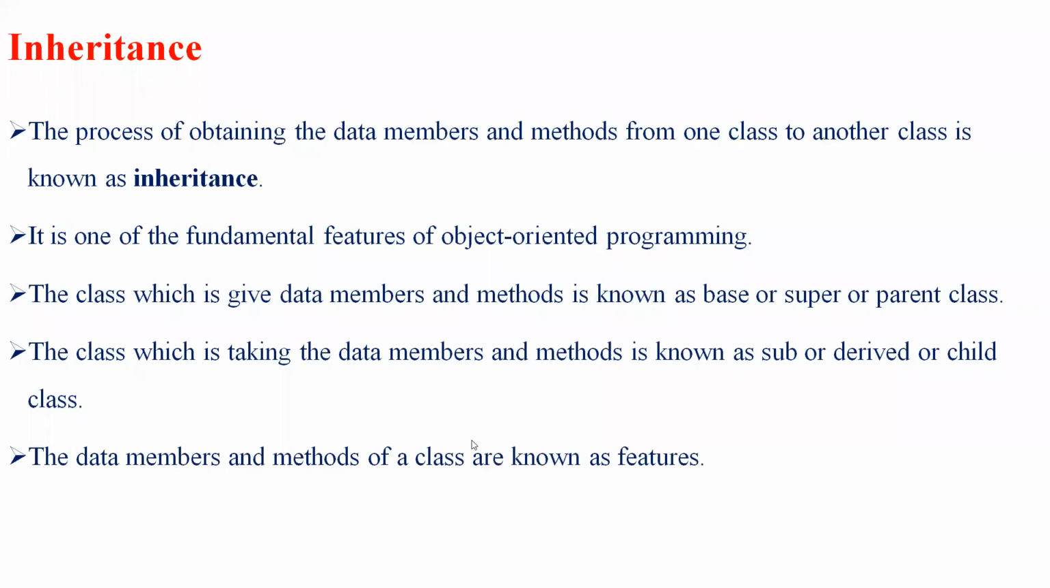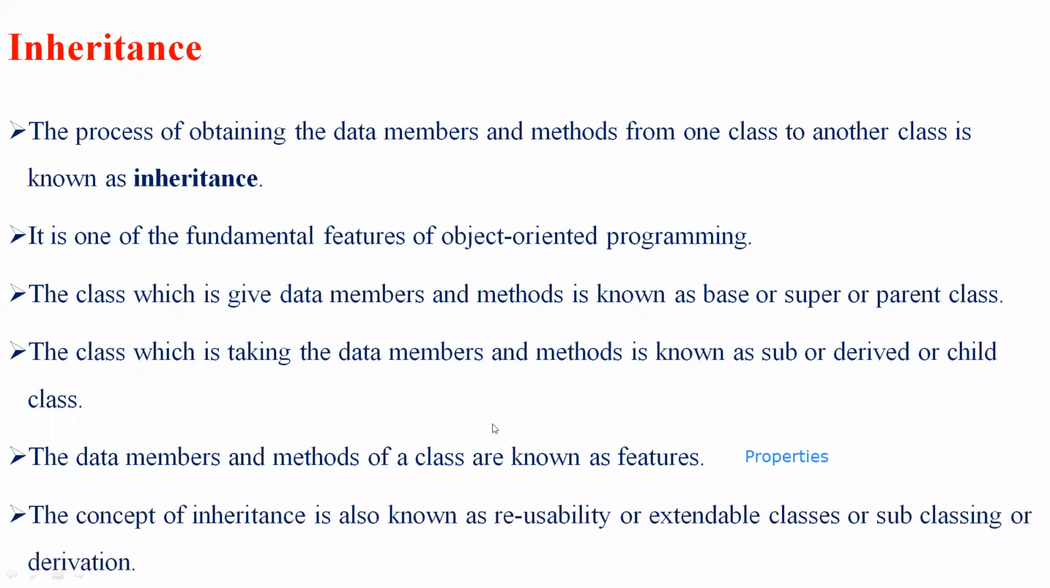The data members and the methods of a class are known as features, or also as properties. So the data members and the methods which are acquired or derived from the parent class by the child class are also known as features, or properties. The concept of inheritance is also known as reusability, extendable classes, subclassing, or derivation.